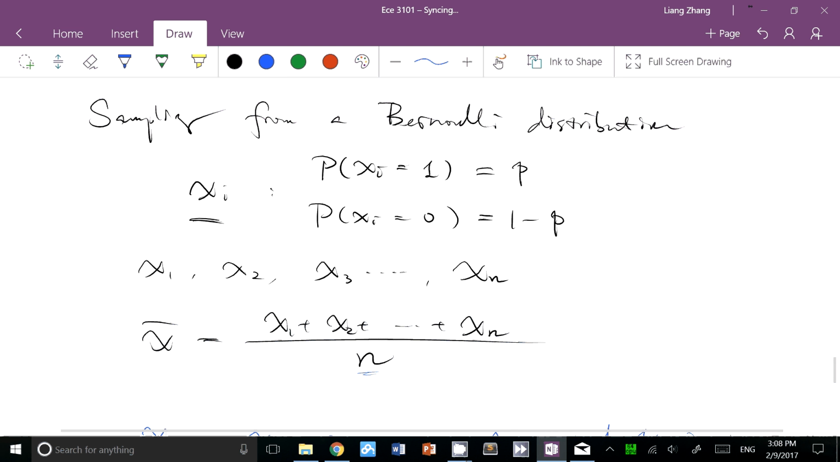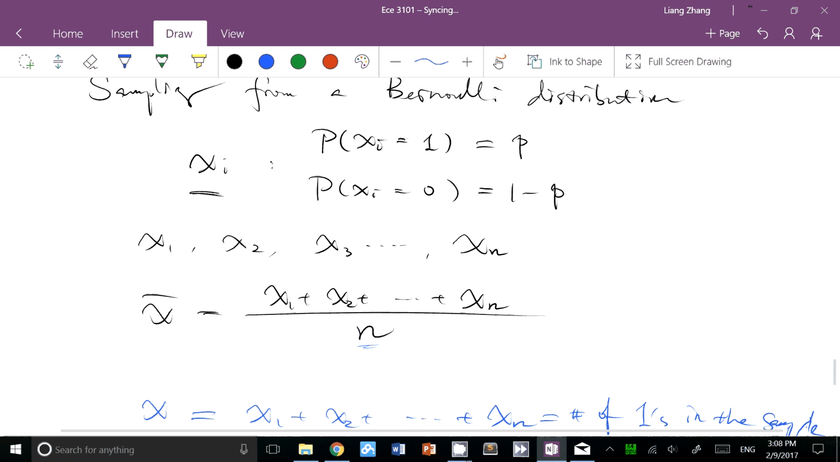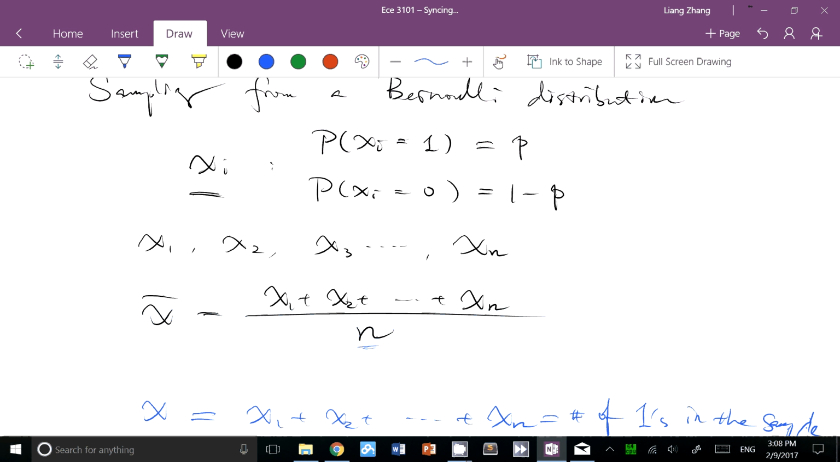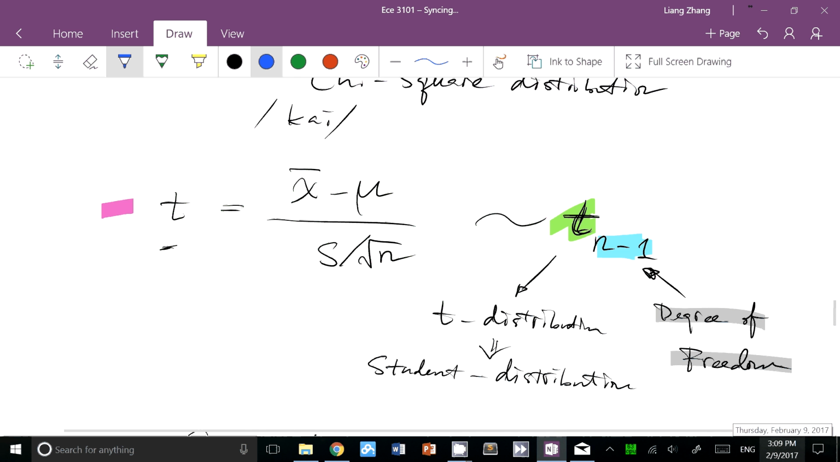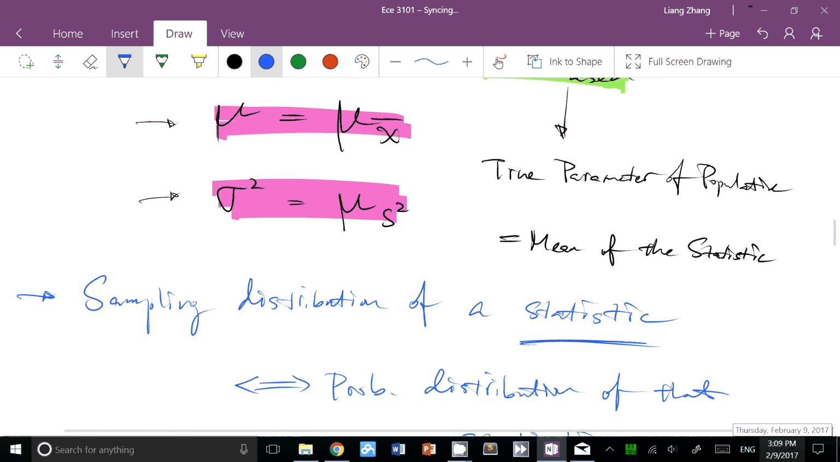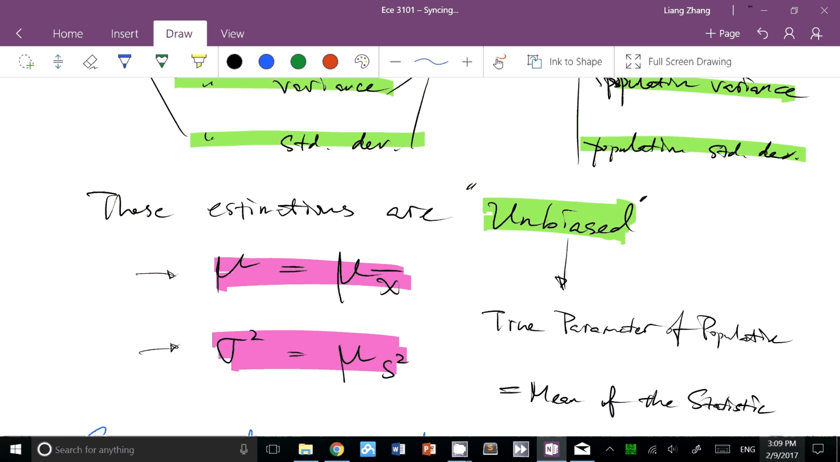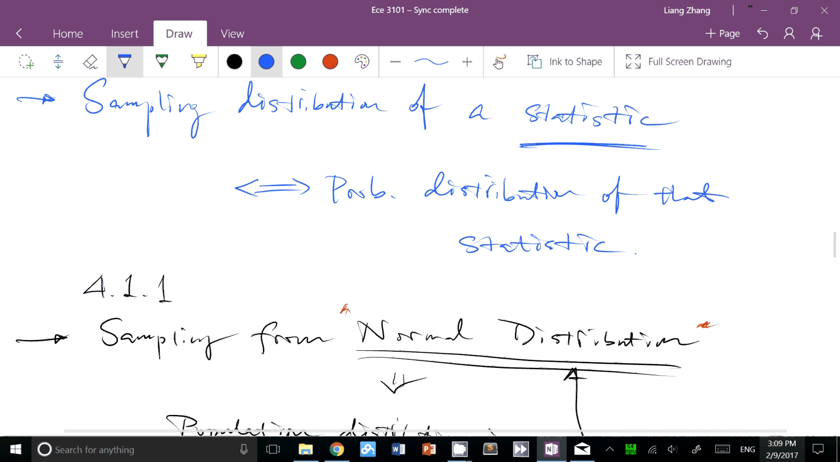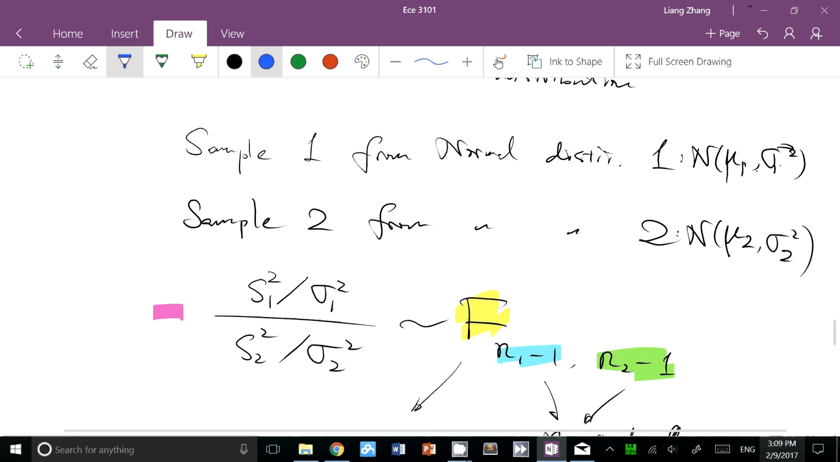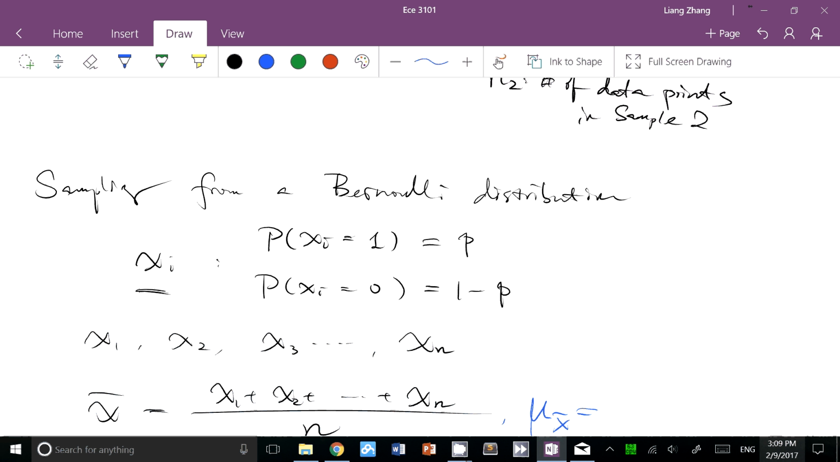Now, for the binomial distribution, if let's say we want to calculate the mean of our x bar, what should it be equal to? Well, as we have discussed earlier above, x bar is an unbiased estimator, so the mean of x bar is actually equal to the population mean.